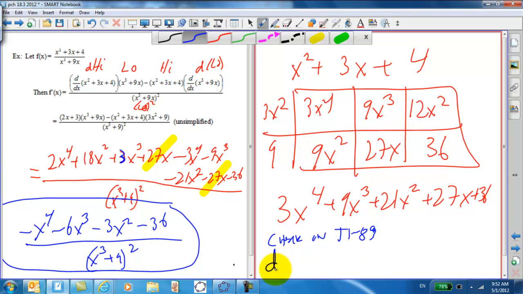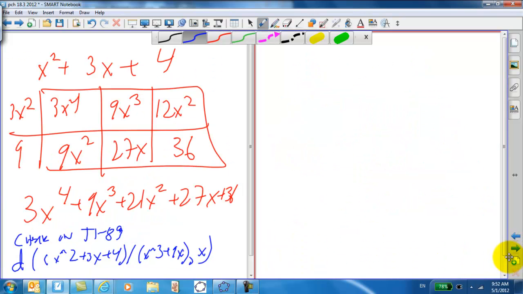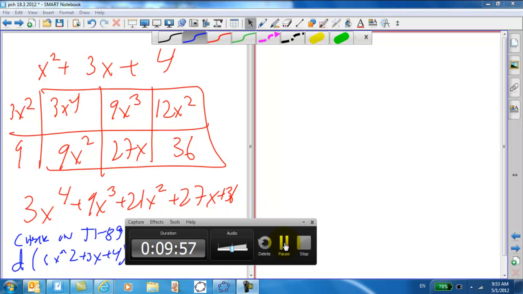And you can basically take the little d symbol on your TI-89 and go left parentheses again, x raised to the 2 plus 3x plus 4, right parentheses divided by left parentheses x raised to the third plus 9x, right parentheses, comma x. You have to say take the derivative with respect to x. And let's see what we get on our magic TI-89s.